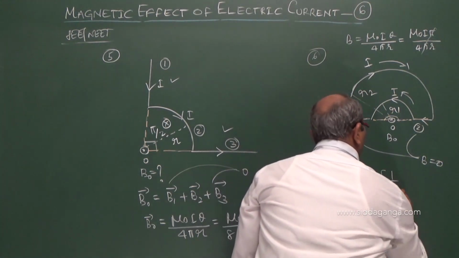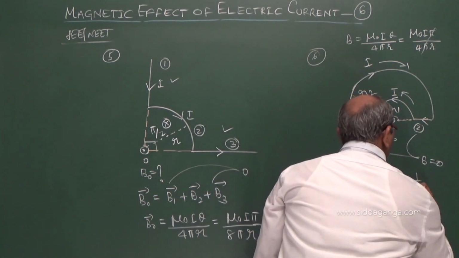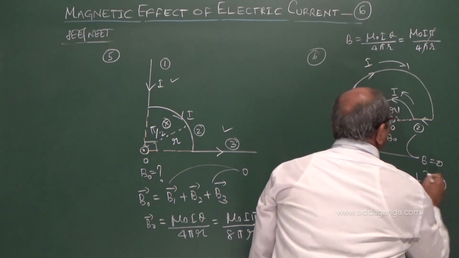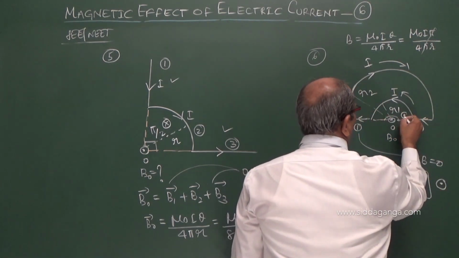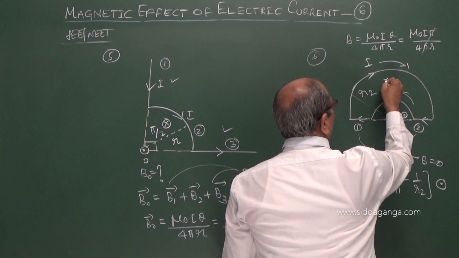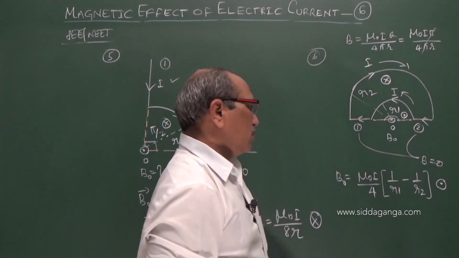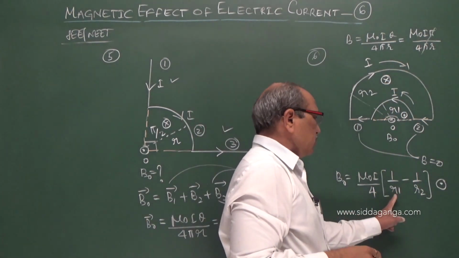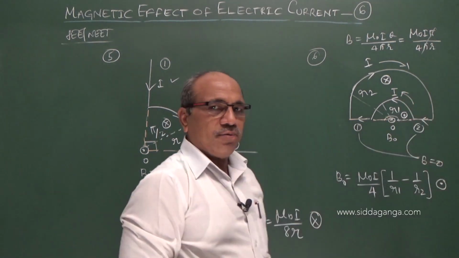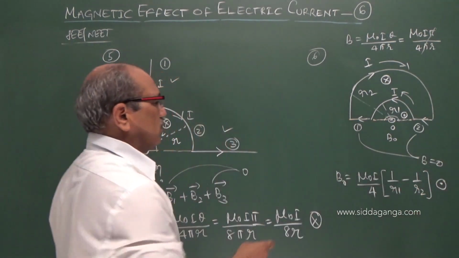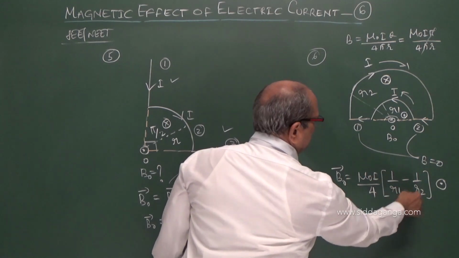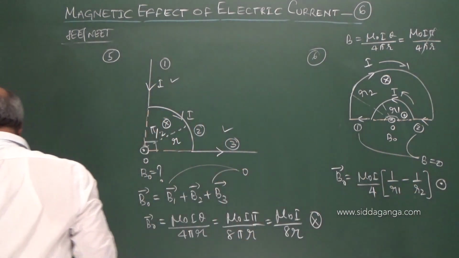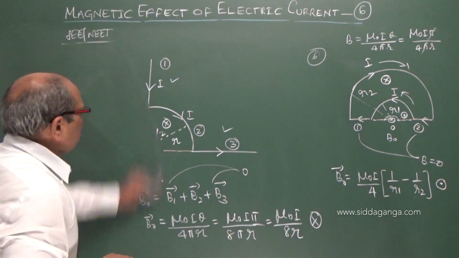1 by r1 outward minus 1 by r2, minus I written, because outward field is taken positive and inward field is taken negative. But R1 is smaller, so a higher field is produced; the net field is out of the board, and you will have the outward field compared to the inward field. And the answer is that.